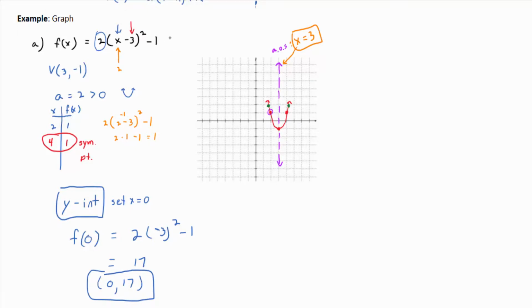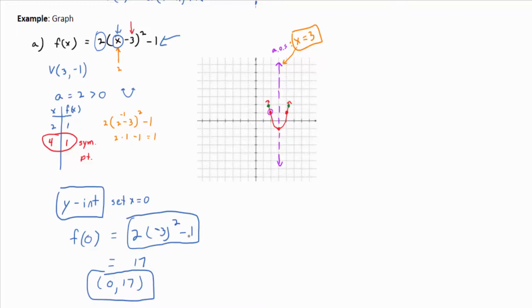I'm plugging into the equation, right? So f of 0, you plug a 0 in right here. 0 minus 3, that's negative 3. Squared is 9, times 2 is 18, minus 1 is 17, right? So that's just, please excuse my dear Aunt Sally, do the exponent first, then multiply, then subtract. So you get 18 minus 1, 17. Everybody good on the y-intercept?